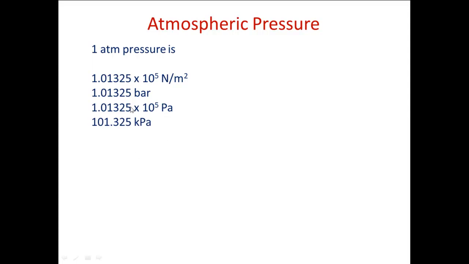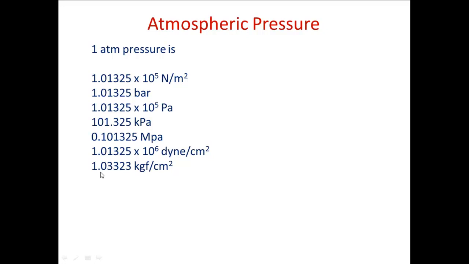If you express this in kilopascal, it is going to be 101.325 kilopascal. In terms of megapascal, megapascal is 10 power 6 Pascal, so it is going to be 0.101325 megapascal. In terms of dyne per centimeter square, the value is 1.01325 into 10 to the power 6 dyne per centimeter square. And the atmospheric pressure value in kilogram force per centimeter square is 1.03323 kg per centimeter square.